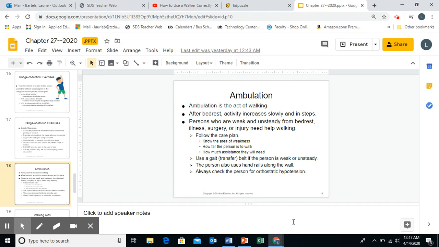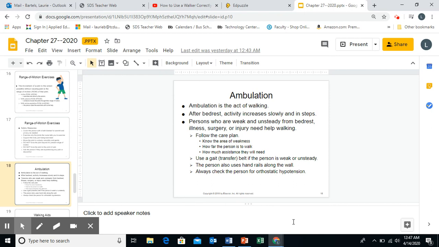You should know how far the person can walk. You'll find that out if you ask your nurse or, I'm sorry, read the care plan. Or therapy might even be able to help you with that. How much assistance will they need? How many people am I going to need to do this? Can I do this all by myself? Am I going to need another nurse's aide? Am I going to need the nurse? And what equipment am I going to need? Do they walk with a walker? Do they walk with a cane? Do they walk with a gait belt? Those are all things you should be asking before you even start putting your hands on the patient.